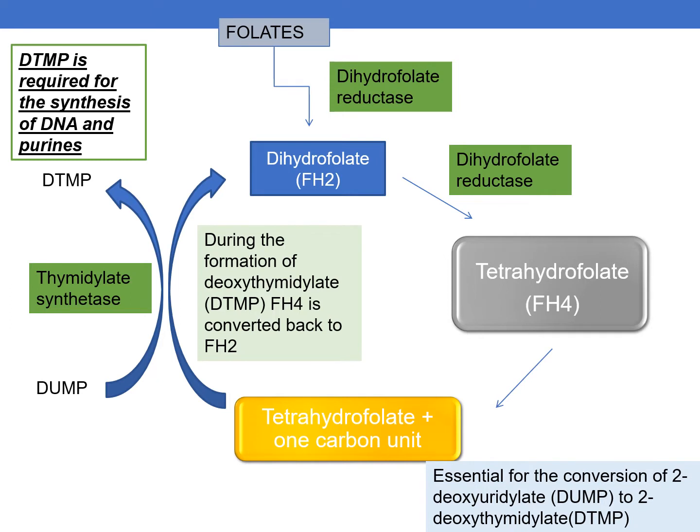So this is the overall pictorial representation of how folates or metabolites of folates act. First of all, the folates must be converted to tetrahydrofolate. And as we have discussed earlier, it is a two-step reaction catalyzed by dihydrofolate reductase. First, dihydrofolate reductase acts on folates and folates are reduced to dihydrofolate, FH2. And after this, similarly, dihydrofolate reductase acts on FH2 and FH2 is reduced to tetrahydrofolate.